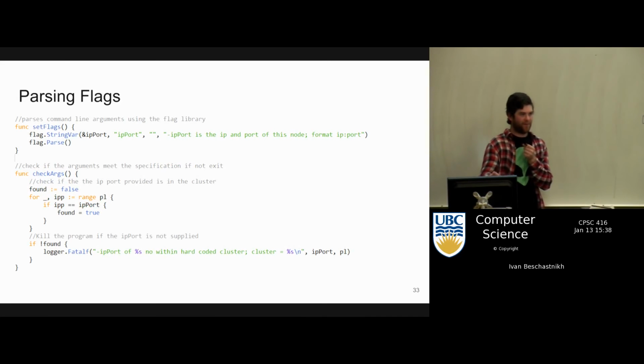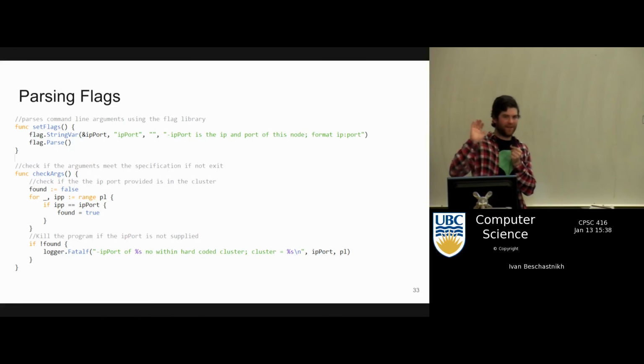So this is the format for parsing arguments. I'm not going to go through this completely because there's quite a bit of text here. When you actually parse arguments in the future, just copy and paste. One thing I'm doing here that is particularly important is making sure that the IP port passed in is actually part of the cluster because we denoted ahead of time who was in the cluster. So that's the sort of thing that you want to check is correct.